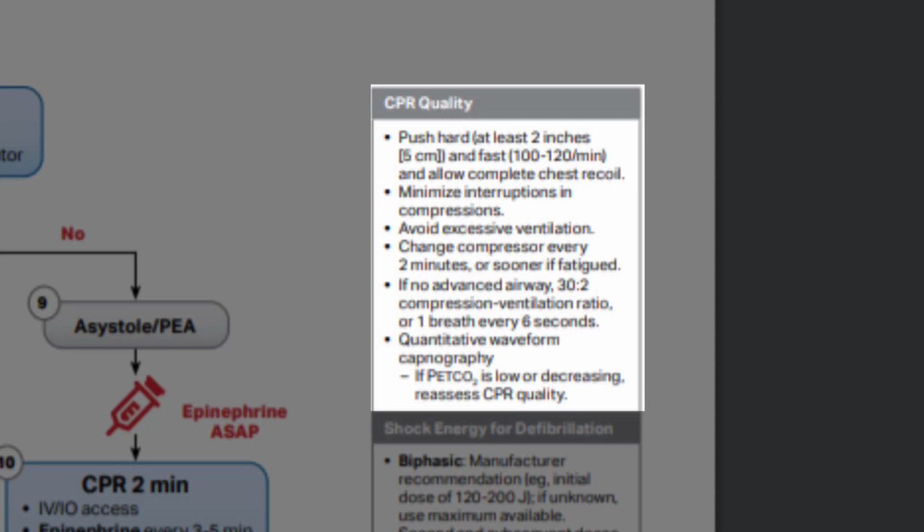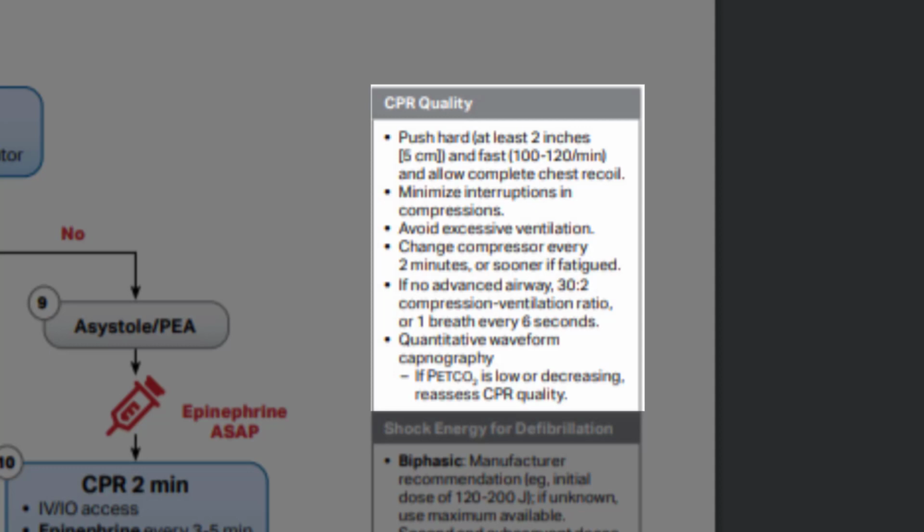We want that chest to completely recoil so that we can allow those ventricles to fill with blood. We're going to minimize the interruptions as much as possible. We're going to avoid excessive ventilations because then we start filling up that gut with air. We want to change compressors every 2 minutes, or sooner if we start getting tired.